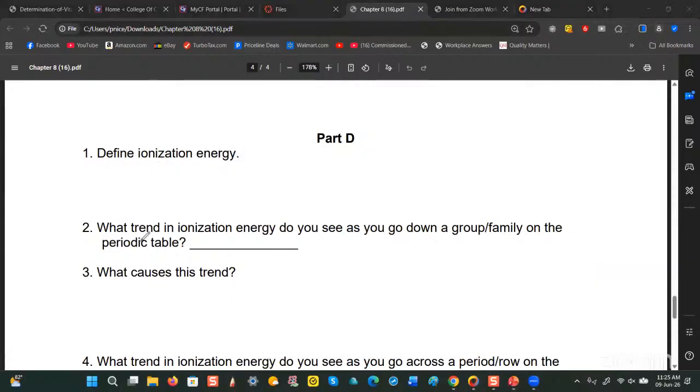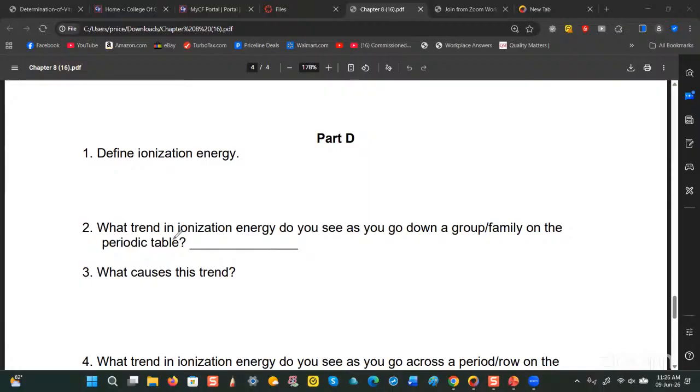Okay, so the first question is define ionization energy. I already answered that, right? The ionization energy is the energy required to remove an electron from a gaseous atom in its ground state, all right? So the next question is what trend in the ionization energy you see as you go down a group? We know the answer to that. It decreases as you go down a group, right?